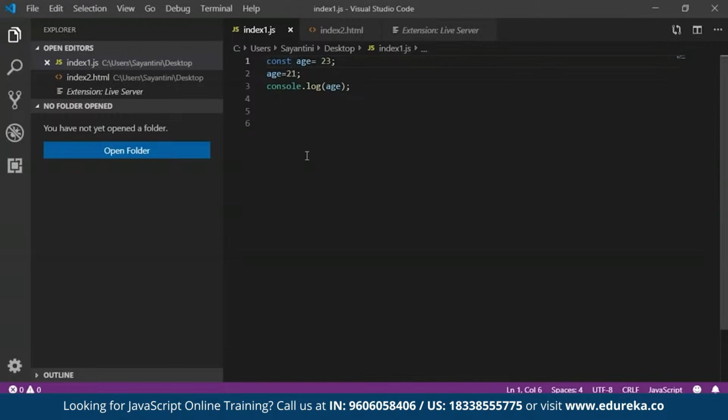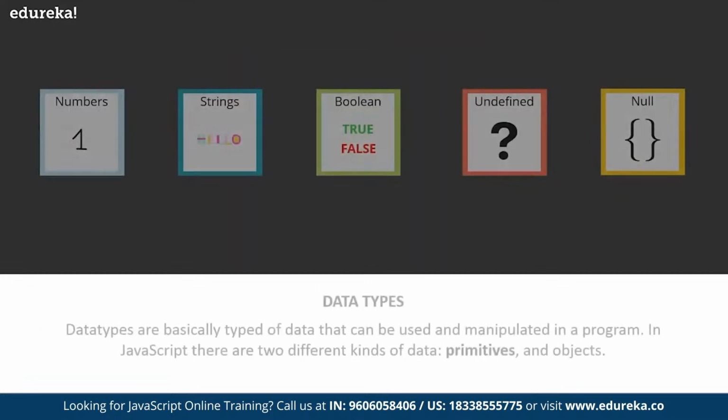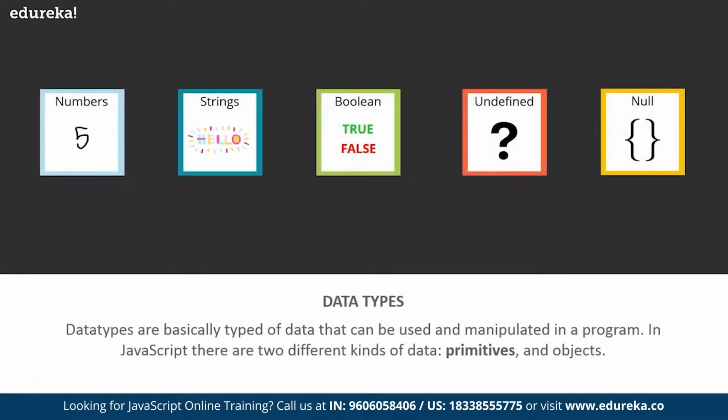Now that you know what variables and constants are, you must be wondering what kind of values we can assign to these variables. So let's move ahead and have a look at the different data types that you can use. Here we have two different types. First we have the primitive or value types, and then we have the reference types. First we will have a look at the different primitive types. Data types are basically the type of data that can be used and manipulated in a program. The different data types include numbers, strings, boolean, undefined, and null.